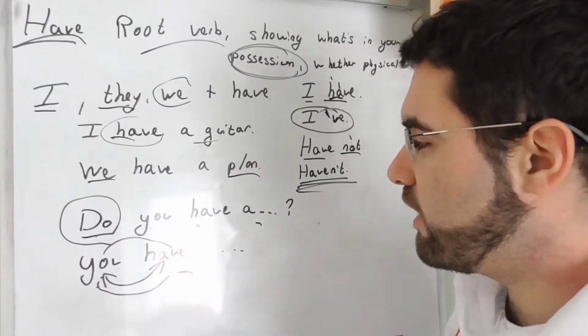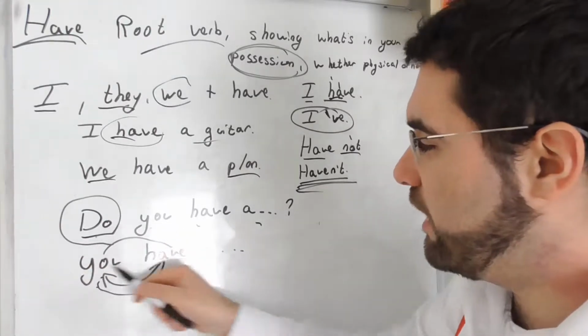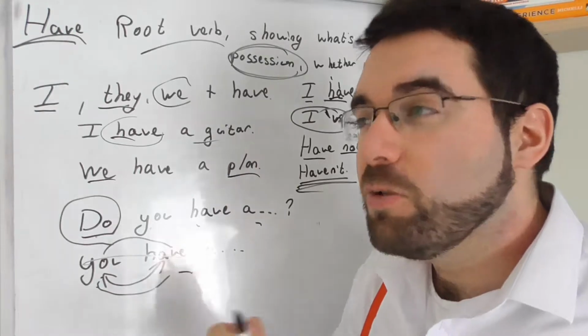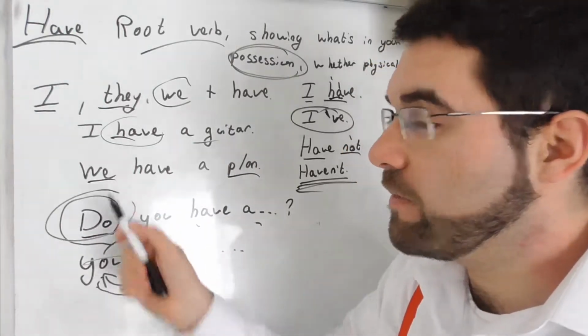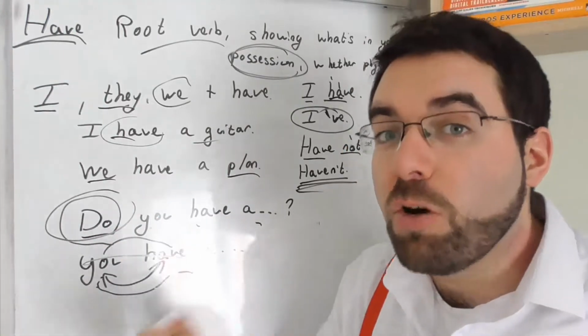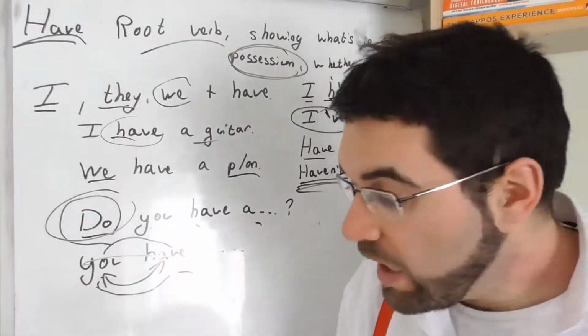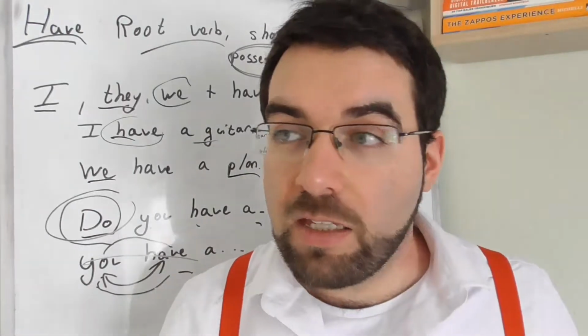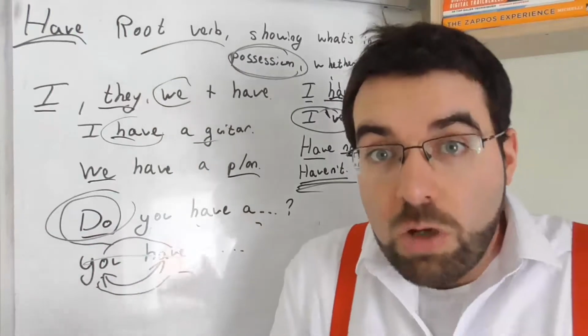Just do you have? Do you have? Add do at the beginning. That's it. Do you have? Or don't you have? Do you have a chair? Do you have a chair? Don't you have a chair?